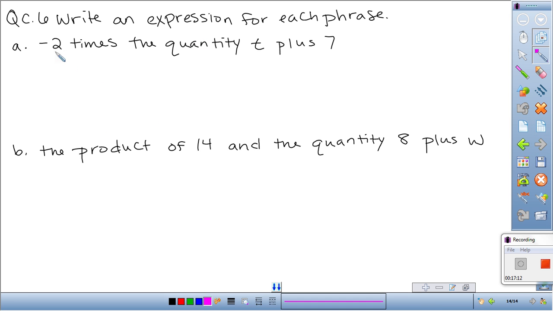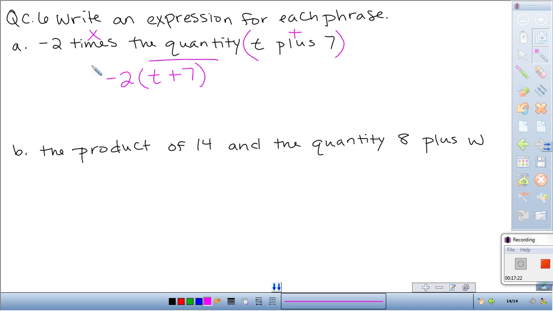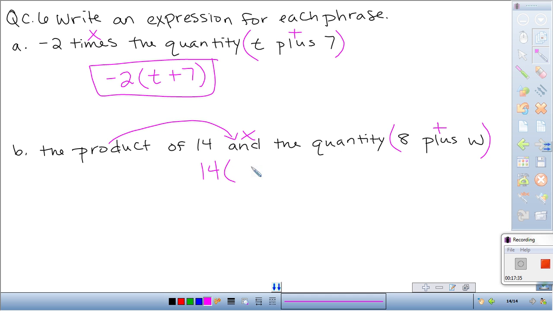Do 2 more. Negative 2 times the quantity. So everything after that word goes in parentheses. t plus 7. So negative 2 times t plus 7. Last one, the product of 14 and, so remember product goes where the and is, so we're multiplying there. The quantity, a plus w. So everything after quantity goes in parentheses. 14 times the quantity, a plus w. And that's it for this lesson on the distributive property. Good luck.